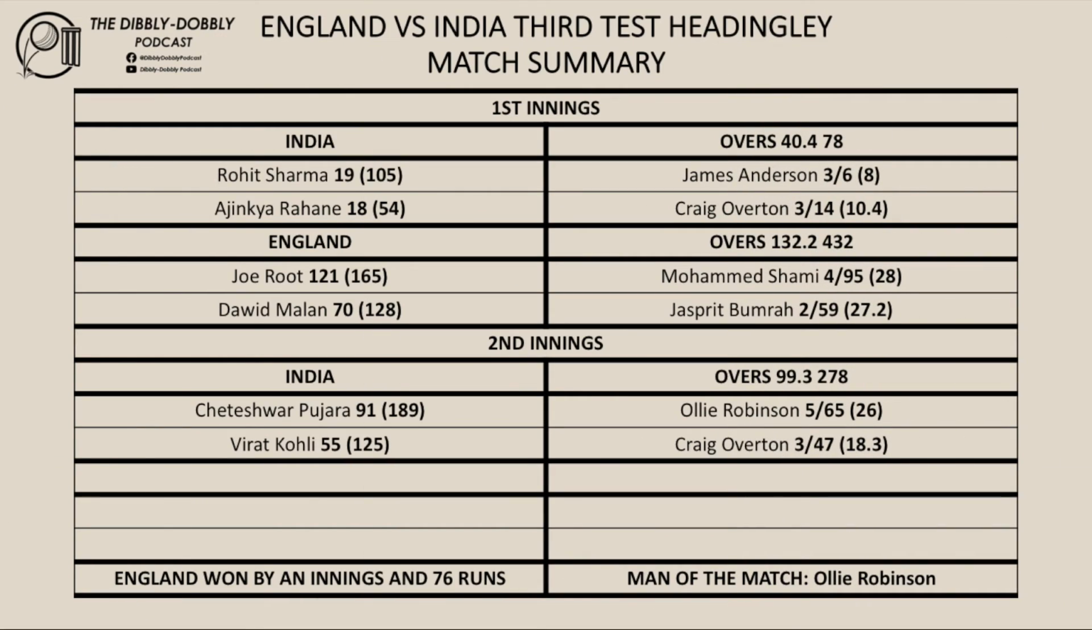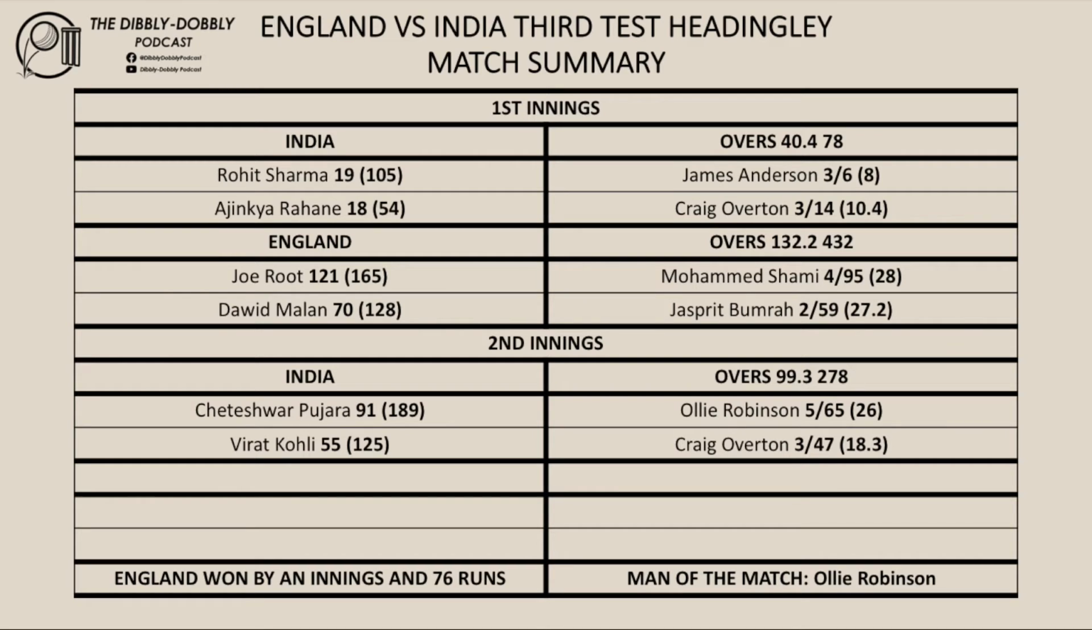Let's have a look at the match summary from the third test match at Headingley between England and India. India batted first and made 78 all out in their first innings. Rohit Sharma top scored with 19, James Anderson and Craig Overton took 3 wickets for England. England in reply, all out for 432, Joe Root top scoring with 121, Mohammad Shami took 4 wickets for India.